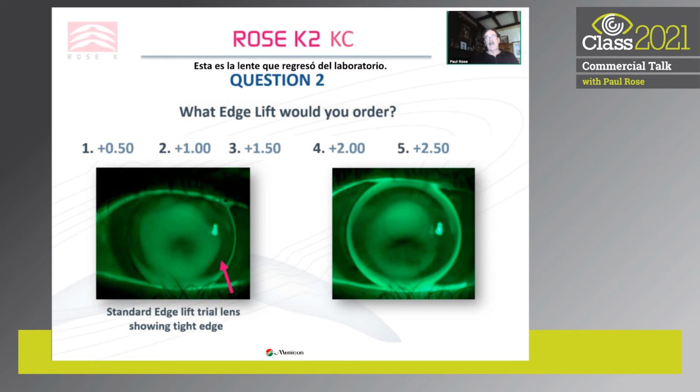This is the lens that came back from the laboratory. Again, I look at this and I say, I probably underestimated it slightly. The patient was able to wear this lens quite successfully, but I probably underestimated the lift. What was the lift I ordered? It was a plus 1.3. What I should have ordered was a plus 1.5. So that gives you an idea of how much the edge lift pattern changes when you change the edge lift.